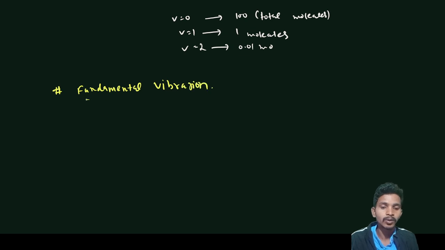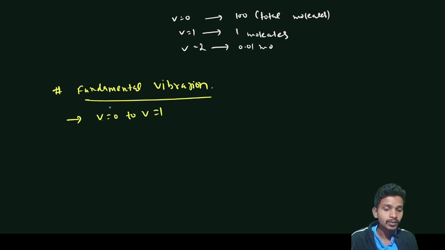That this is the most intense. Why? Because this is actually v=0 to v=1, which makes the maximum population at v equal to 0. So this is the most intense, because a greater number of populations means the most intense.